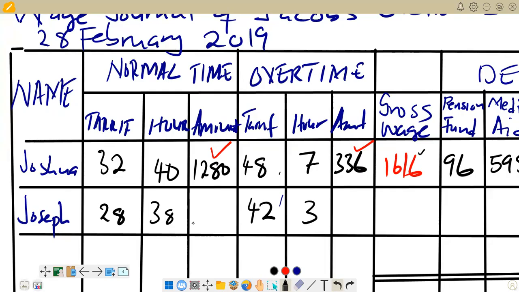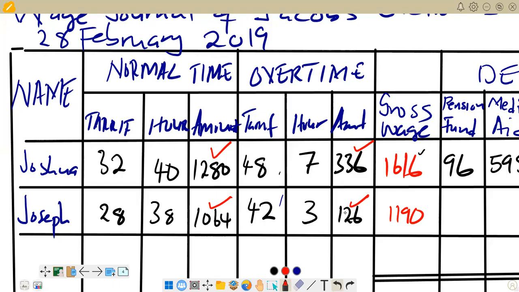So we are going to say 28 times 38, we are going to get 1,064 is the amount. Then here 42 times 3, you get 126. So this is what we have. So for gross wage now, we are adding this one plus this one, 1,064 plus 126. Then you get your gross wage here, which is 1,190. We can just maybe try to cross check if that figure is correct. We are saying 1,064, and then we add our 126. 1,190 is the correct figure.